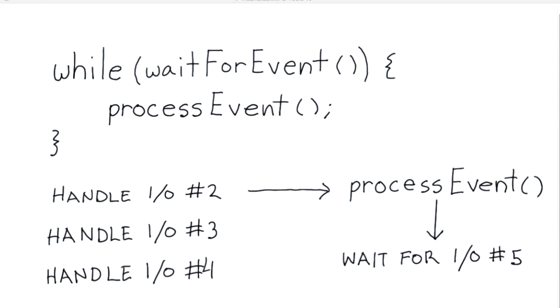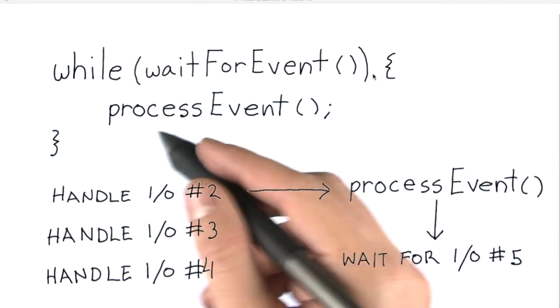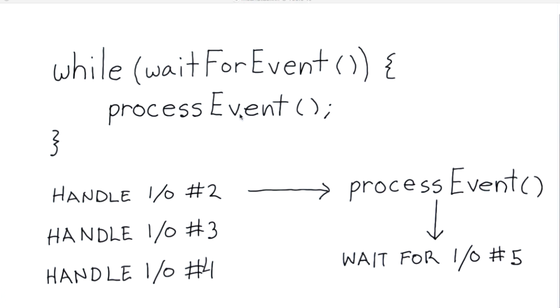It's called an event loop because JavaScript interpreters run in a loop that looks something like this: while, wait for event, process event. This loop has numerous interesting semantics. First of all, the loop is single-threaded, so only one event handler can run at any given time.